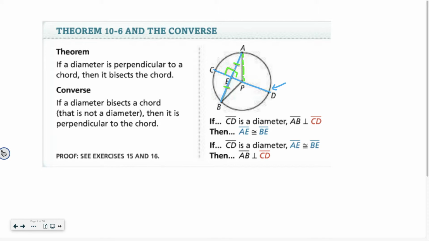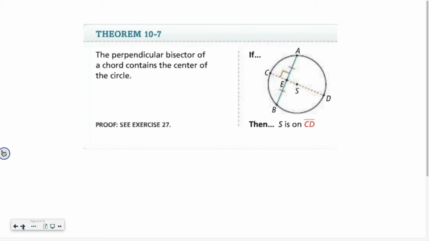And if you're feeling confused and overwhelmed by all of these theorems, that's okay. I will help you through it, okay? All right, theorem 10.7. If we have a circle where we know that a chord is cut in half and it meets the other line at a 90-degree angle, we know that the line that cuts through is actually a diameter, and it's going to contain the center of the circle.